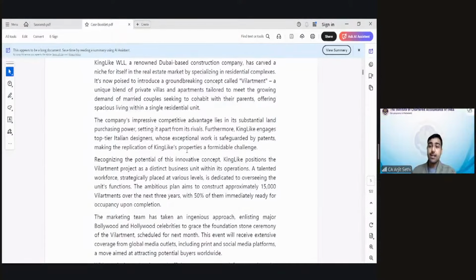Plus, King Light works with top-tier Italian designers. The design work is exceptional, and it is safeguarded by patents. Nobody else can make houses like them because they are protected by patents, making King Light a formidable challenge. For a competitor, doing work like King Light is nearly impossible.